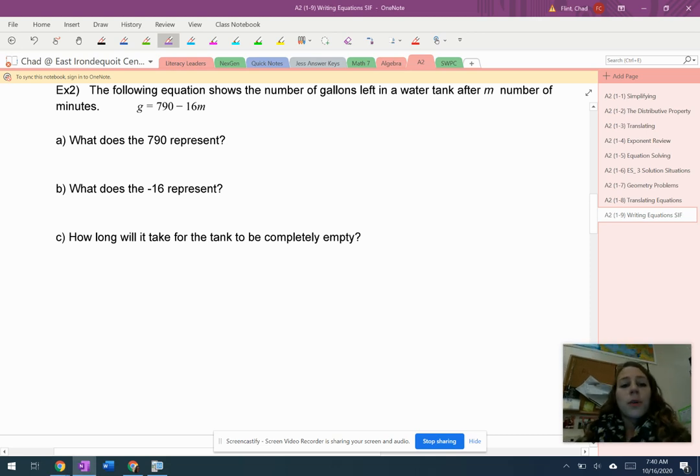This is example 2 in 1-9. The following equation shows the number of gallons left in a water tank after m number of minutes. G is equal to 790 minus 16m.